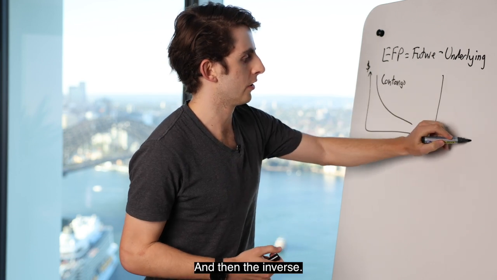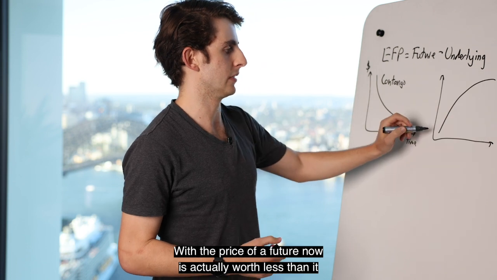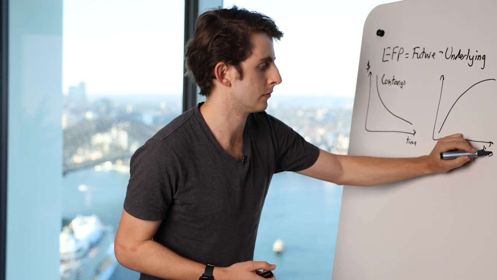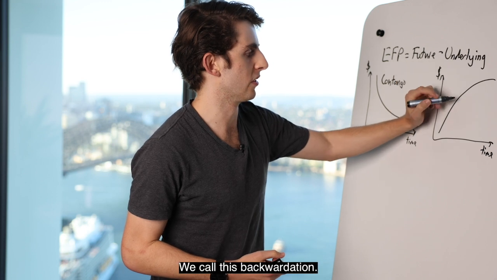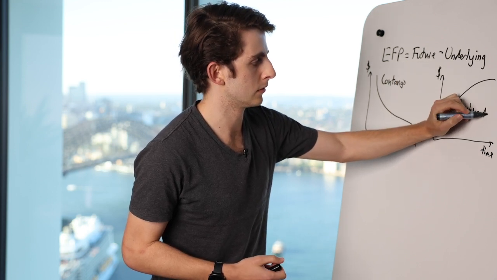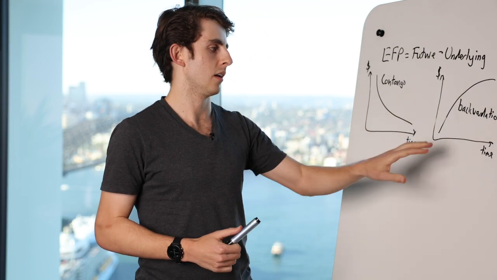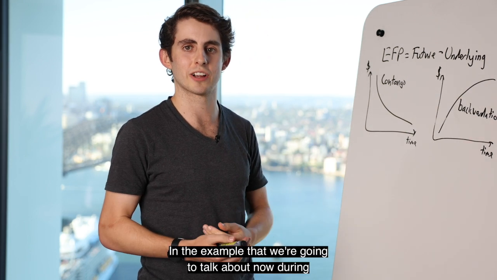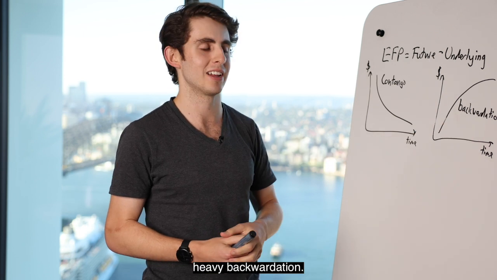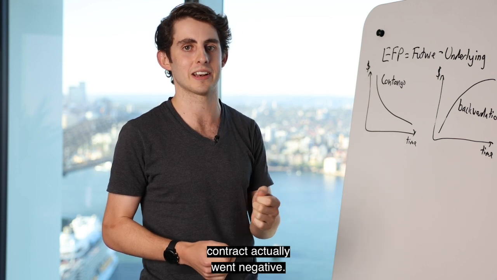And then the inverse, where the price of a future now is actually worth less than it will be in the future. We call this backwardation. In the example that we're going to talk about now, during COVID-19, the futures market was in heavy, heavy backwardation. This is because the price of the front month futures contract actually went negative.